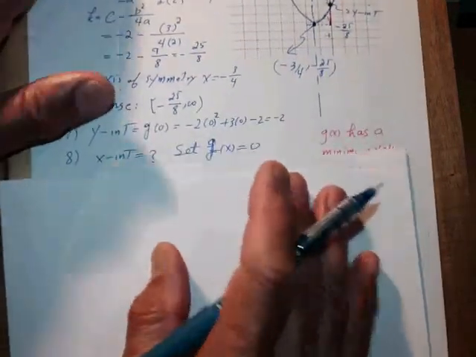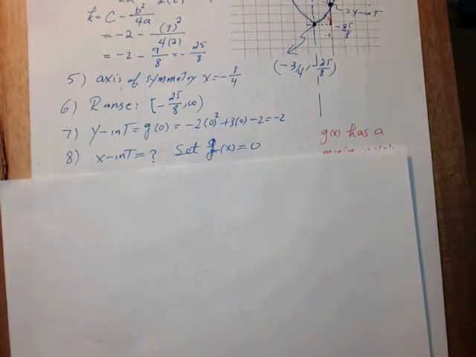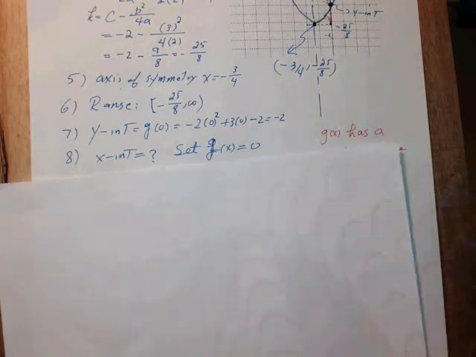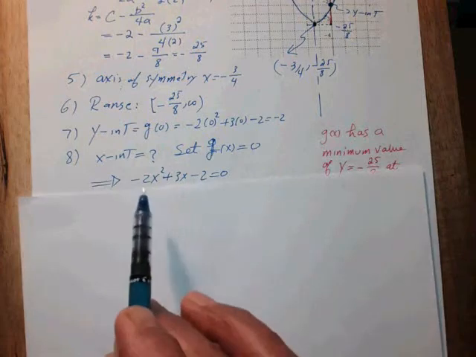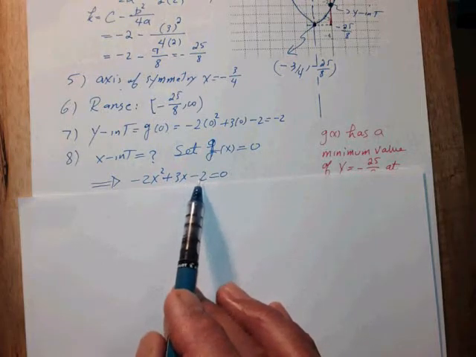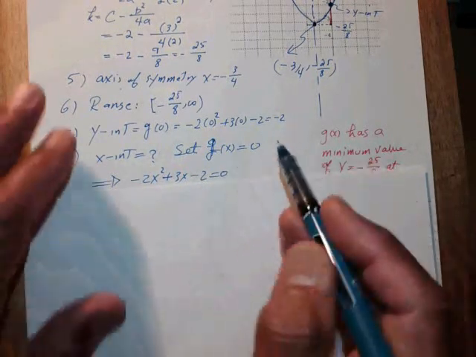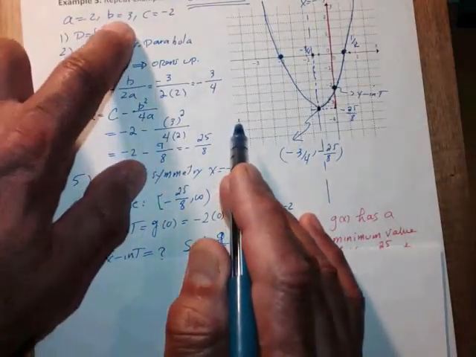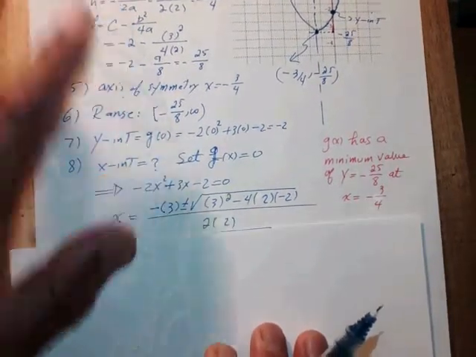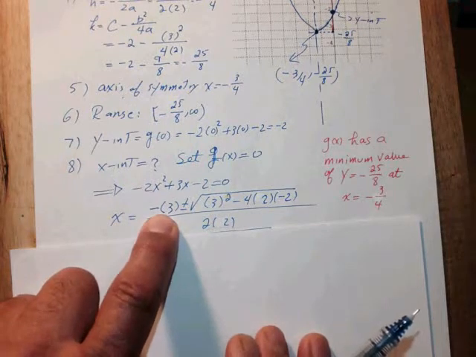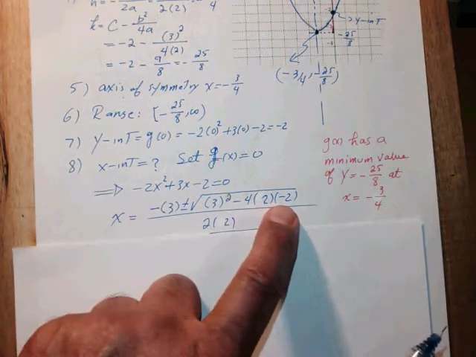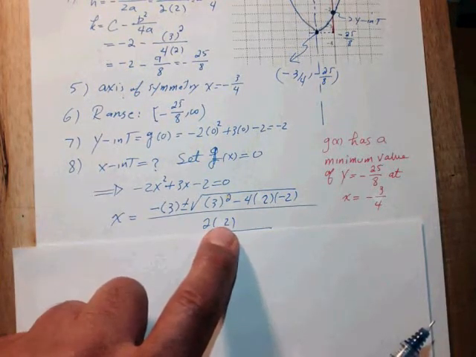And now the last thing we do for this problem is to find the x-intercept. To find the x-intercept, you put g of x equal to 0. G of x is negative 2x squared plus 3x minus 2 equal to 0. I put that equal to 0, and I know my a, b, c. a is 2, b is 3, and c is negative 2. I put those in my quadratic formula. You see, minus 3 for b, minus b, plus or minus the square root of b squared, 3 squared, minus 4 times a, which is 2, times c, which is negative 2, divided by 2 times a, which is 2.